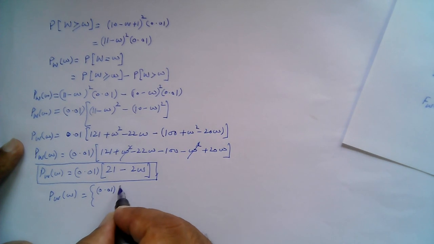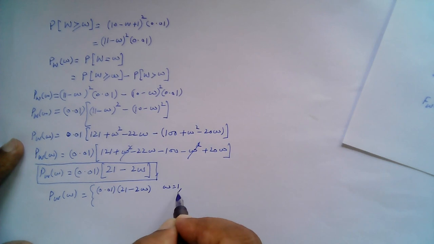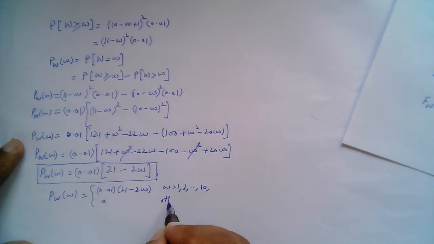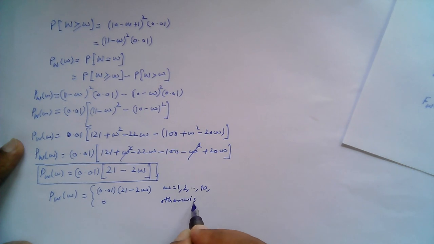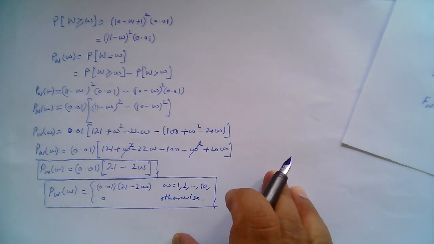0.01 into (21 minus 2w), for w equal to 1, 2 till 10, and this is 0 otherwise. So this is the solution to this problem.